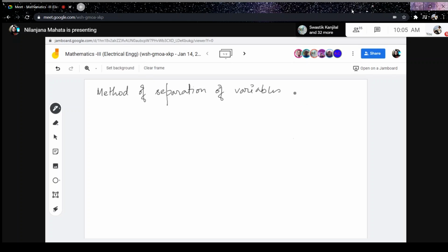Suppose our variables are x and t, two dependent variables. The method is we will find the solution, and you have told me that you have done this, you have solved the heat equation or wave equation.